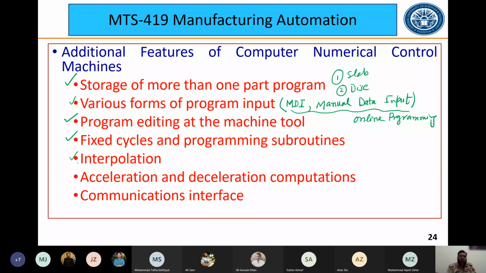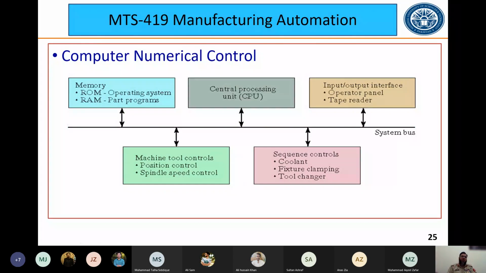Then you can carry out interpolation. We know this can include acceleration and deceleration of the computation. You can do that too. And then there has to be a communication interface between the two, either your computer with the machine control unit, then the machine itself. So if we look at the computerized numerically controlled machine in a graphical form, I will use a bit of computer terminology. There is a system bus. The system bus is a wire on which the program of instructions moves from one place to another.